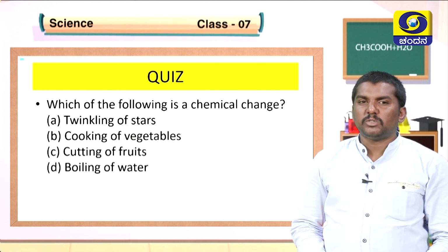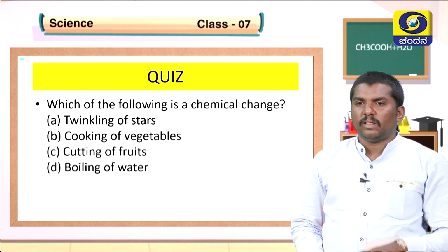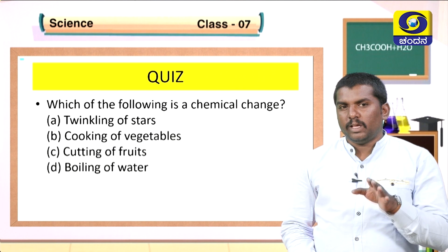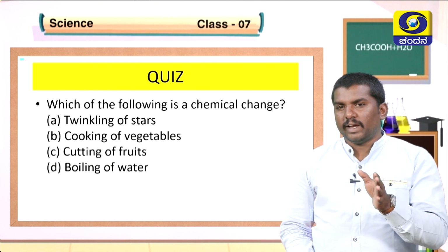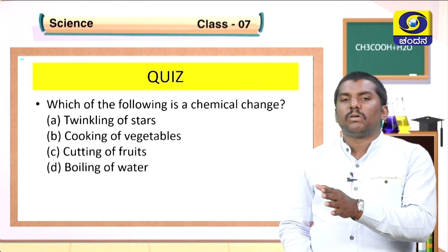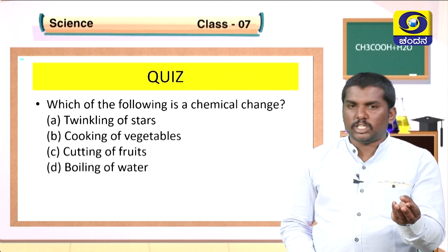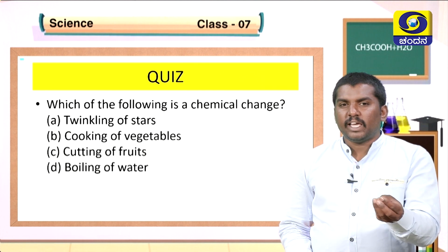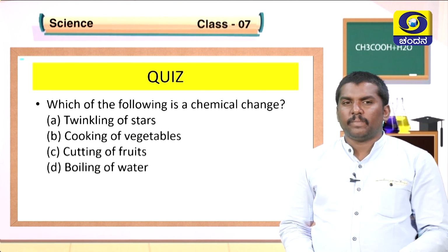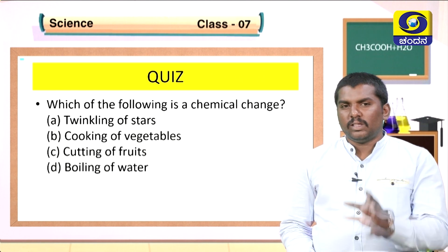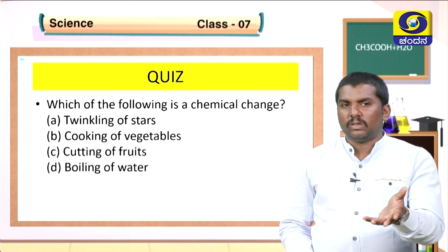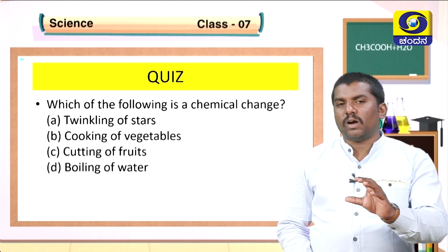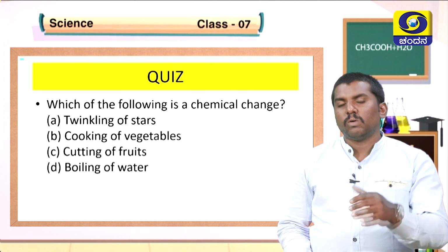Dear students, in option A, twinkling of stars, here there is no chemical reaction, there will be no new substance formed. In option B, cooking of vegetables, once vegetable gets cooked, it is not possible to convert cooked vegetable into fresh vegetable. So it is an irreversible change. So we can conclude that cooking of vegetable is a chemical change. In case of option C, cutting of fruits, here also the size of the fruit gets changed. In option D, boiling of water, here what is the change? Here the state of the water gets changed from liquid state to gaseous state.